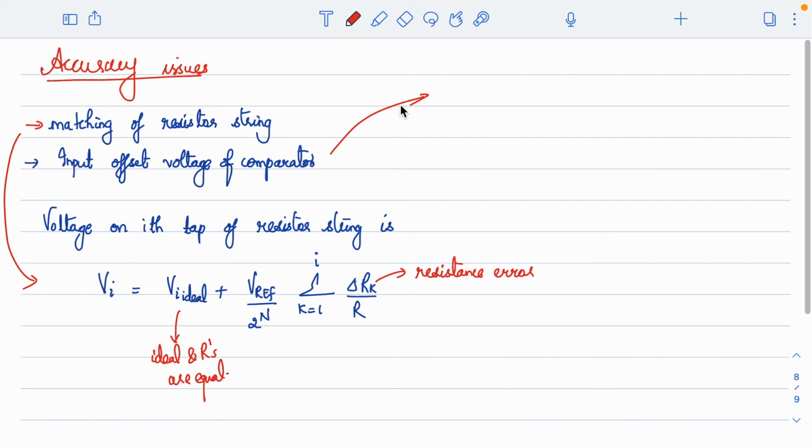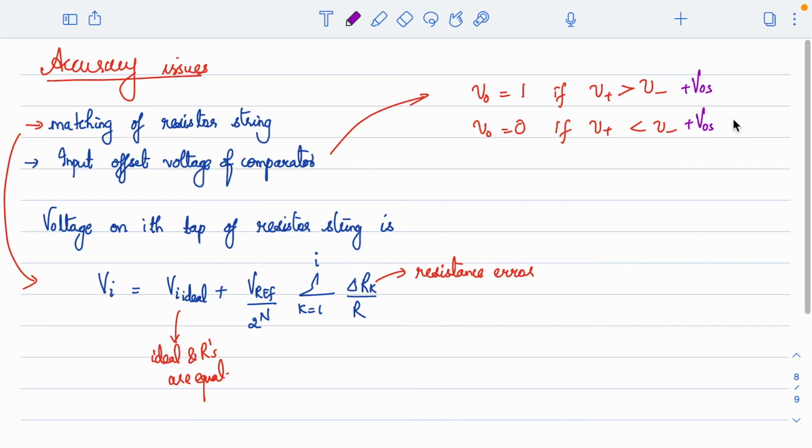So in general, what we look for in a comparator is that the output will be equal to 1 if the voltage at the plus terminal is greater than the minus terminal, and the output will be equal to 0 if V plus is less than V minus. But now we need to add an offset component here. So when V plus is greater than V minus plus this offset voltage, right? So an offset voltage will come into the picture, which will introduce some kind of accuracy issues.